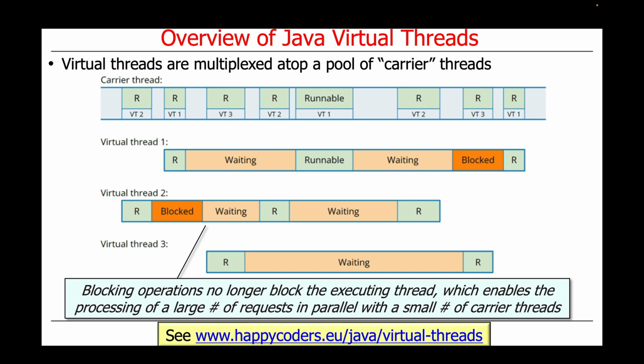And you can see here how this diagram demonstrates where we've got one carrier thread and 3 virtual threads, and the carrier thread is used to keep the virtual threads running, even though some of the virtual threads are blocked and are waiting at various points in time for certain operations to complete, typically I/O operations like reading or writing from a socket or reading or writing from a file.